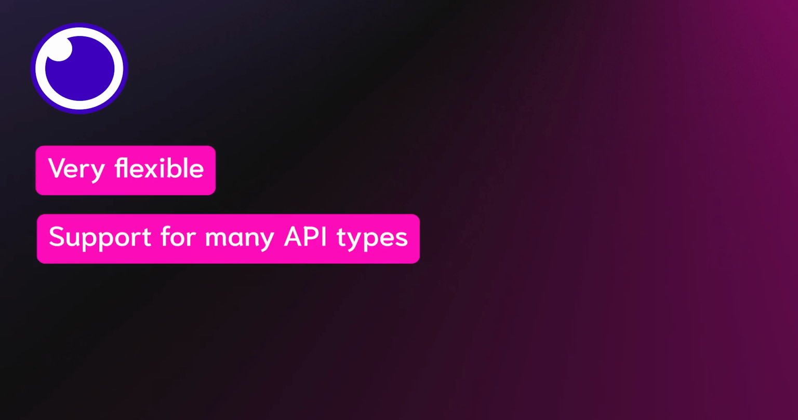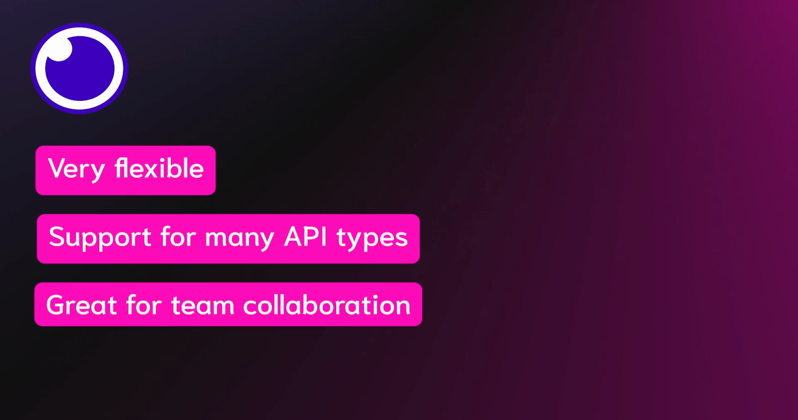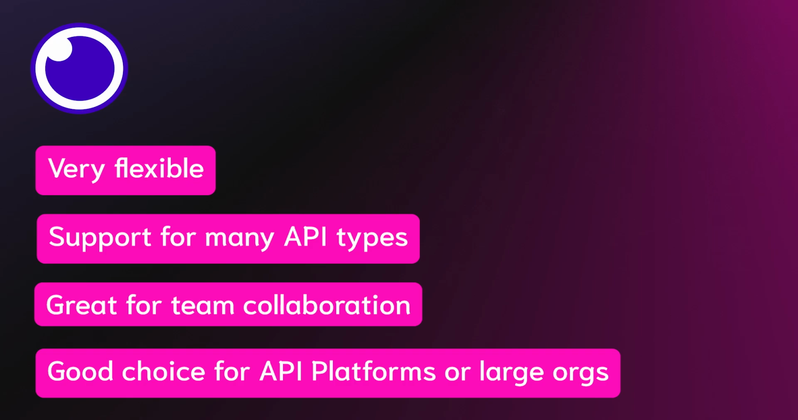So if you need a powerful graphical tool with tons of flexibility and strong support for various API types, Insomnia is a solid choice. It's definitely one to consider if you're part of a team at a larger organization, and especially if you're working across many APIs with different protocols.